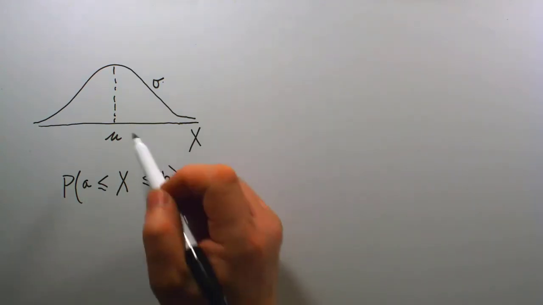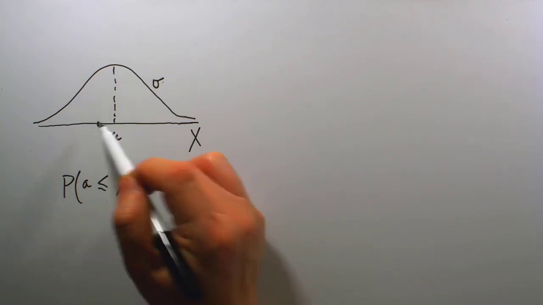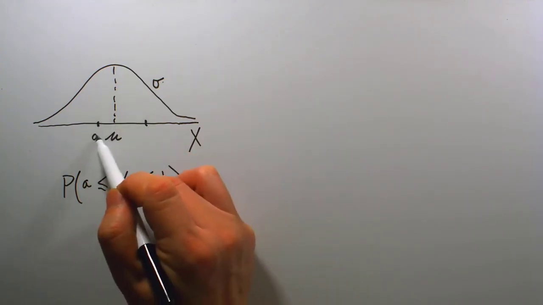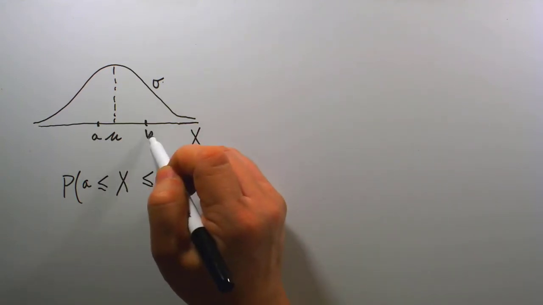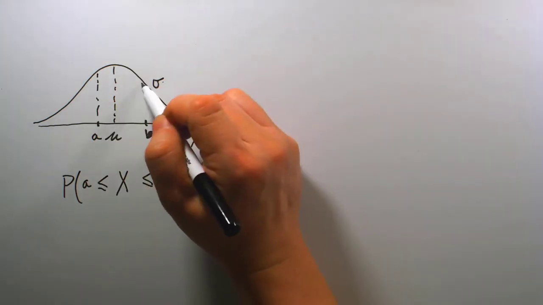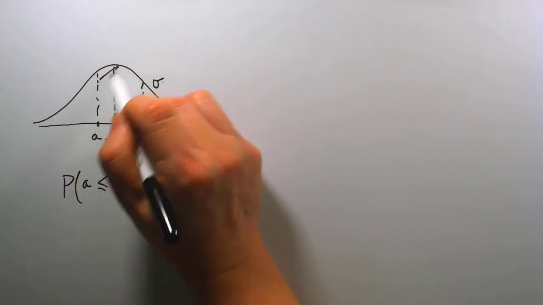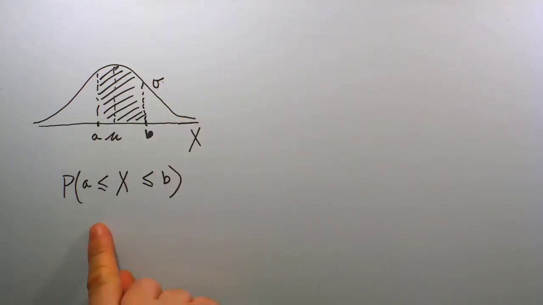Or in other words, we have an interval anywhere on a bell curve, an interval from a to b. And so, of course, this interval has an area shaded between that, and that's what represents our probability equation.